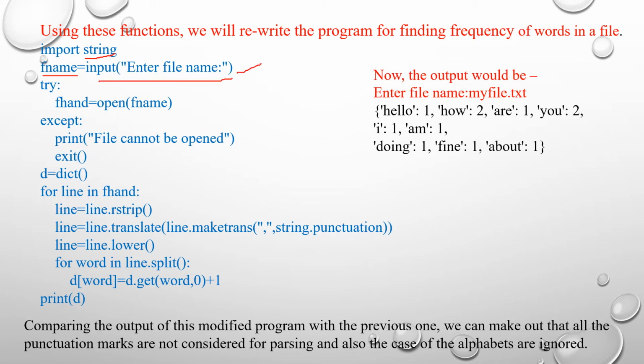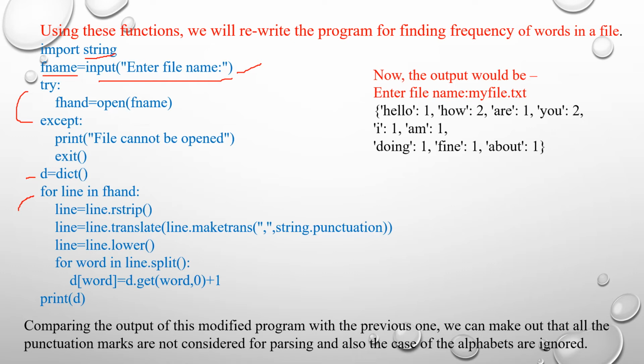Here I am using the try and except method. If the user enters a valid file name, the file is opened, and I name the file handle f. If the user enters an invalid file name, the Python interpreter will print that the file can't be opened, and it exits from the code. After that I created one dictionary, and this is the outer loop: for line in f.